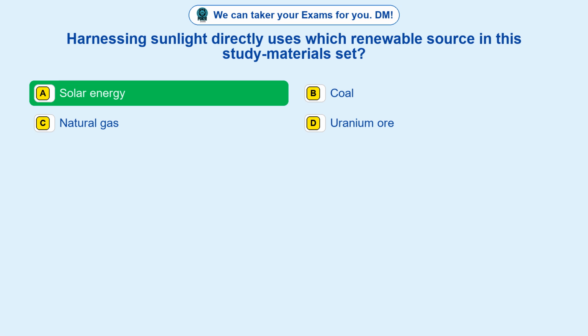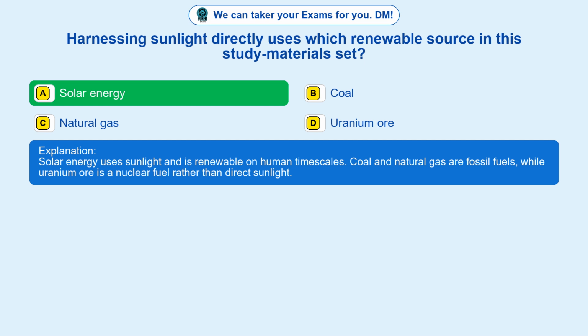Solar energy. Solar energy uses sunlight and is renewable on human time scales. Coal and natural gas are fossil fuels, while uranium ore is a nuclear fuel rather than direct sunlight.